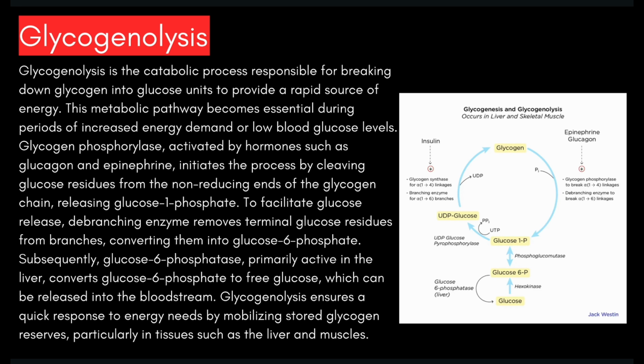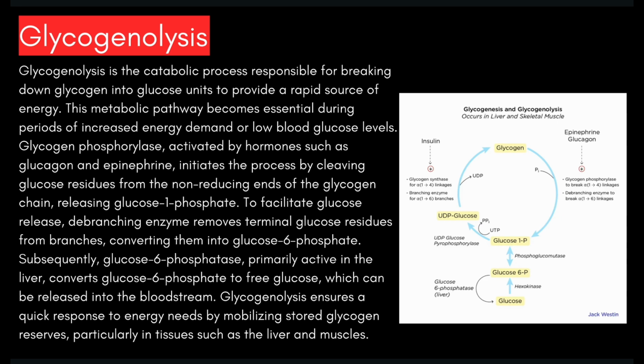Glycogenolysis is the catabolic process responsible for breaking down glycogen into glucose units to provide a rapid source of energy. This metabolic pathway becomes essential during periods of increased energy demand or low blood glucose levels. Glycogen phosphorylase, activated by hormones such as glucagon and epinephrine, initiates this process by cleaving glucose residues from the non-reducing ends of the glycogen chain, releasing glucose 1-phosphate.